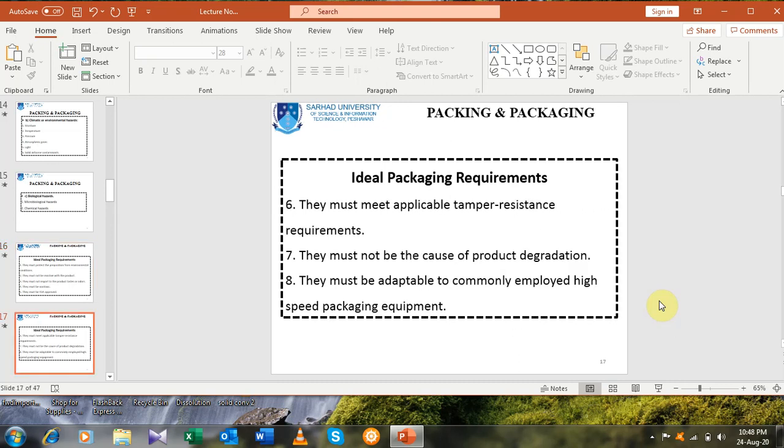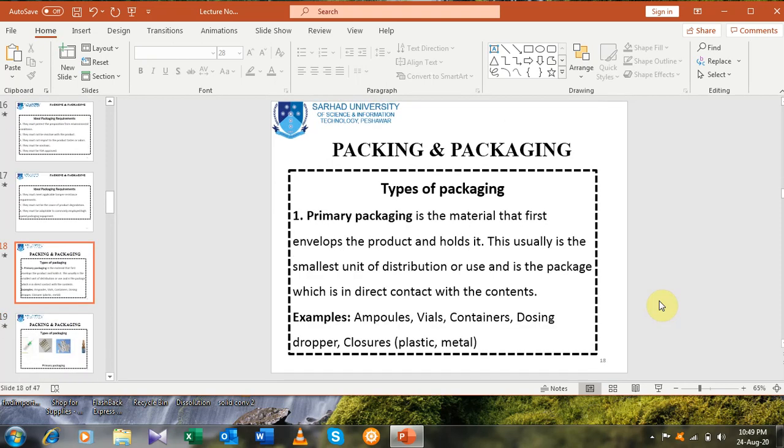The ideal package must meet applicable tamper resistance requirements. It should lack leakage, because leakage is a cause of product loss in the pharmaceutical packaging we have selected for that pharmaceutical product. They must be adaptable to commonly employed high-speed packaging equipment, on which the packaging line should be adjusted. There are different types of packaging material on the basis of the types of packaging.